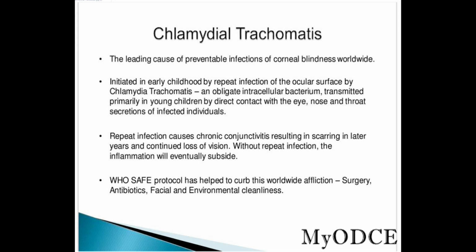Repeat infection causes chronic conjunctivitis, resulting in scarring in later years and continued loss of vision. Without repeat infection, the inflammation will eventually subside. So repeat infection is a key culprit here. The World Health Organization SAFE protocol has helped to curb but not eradicate this worldwide affliction: surgery, antibiotics, facial and environmental cleanliness. So definitely hygiene is a big part.